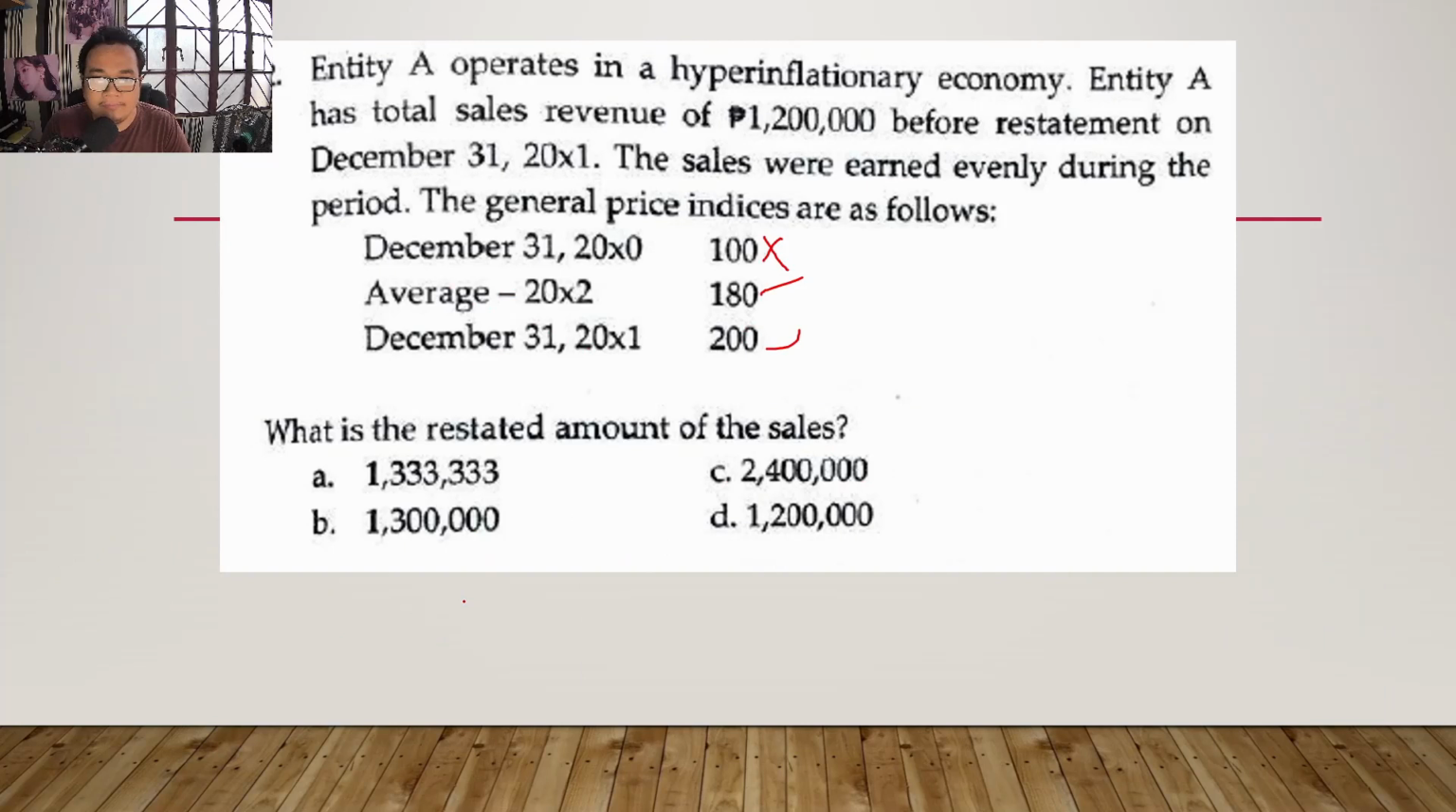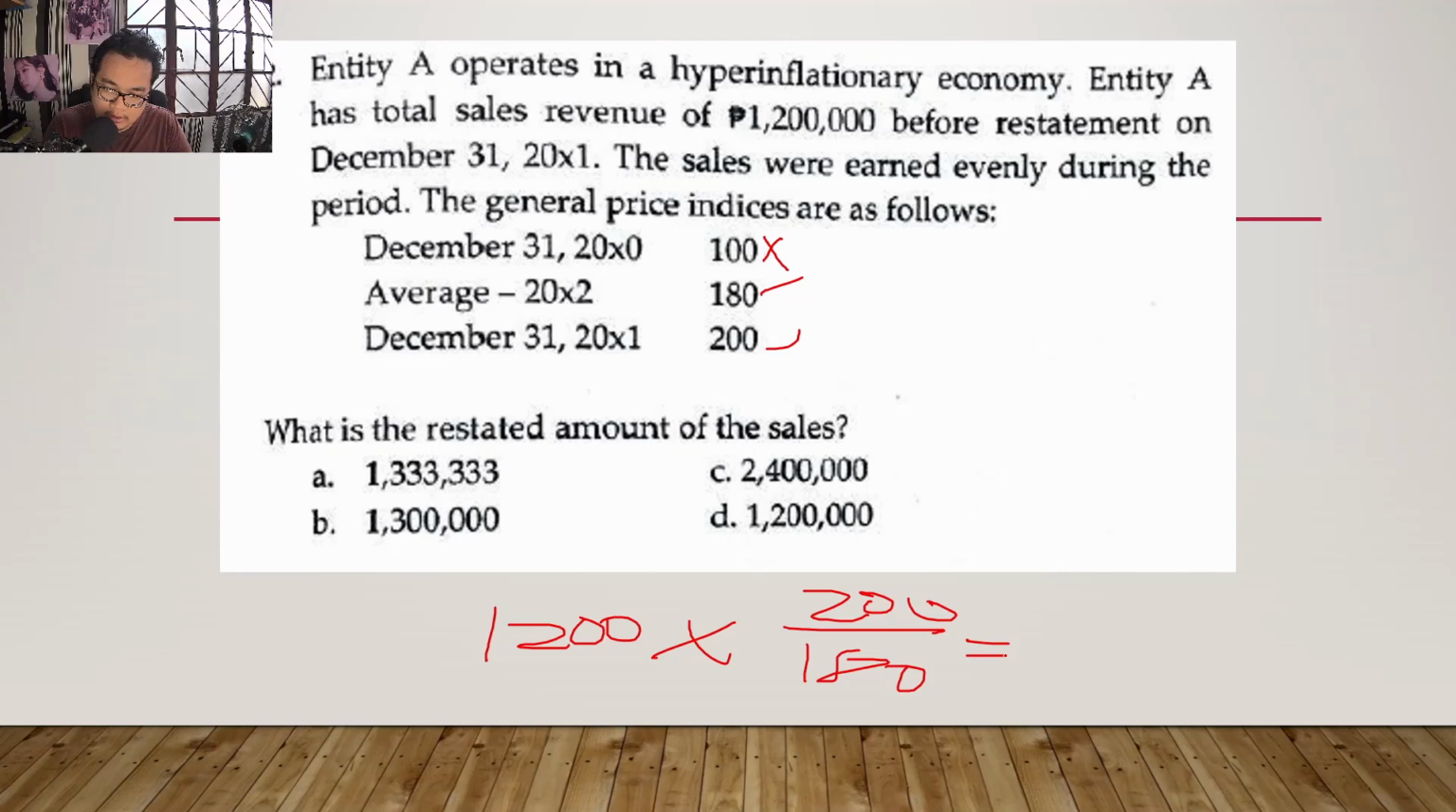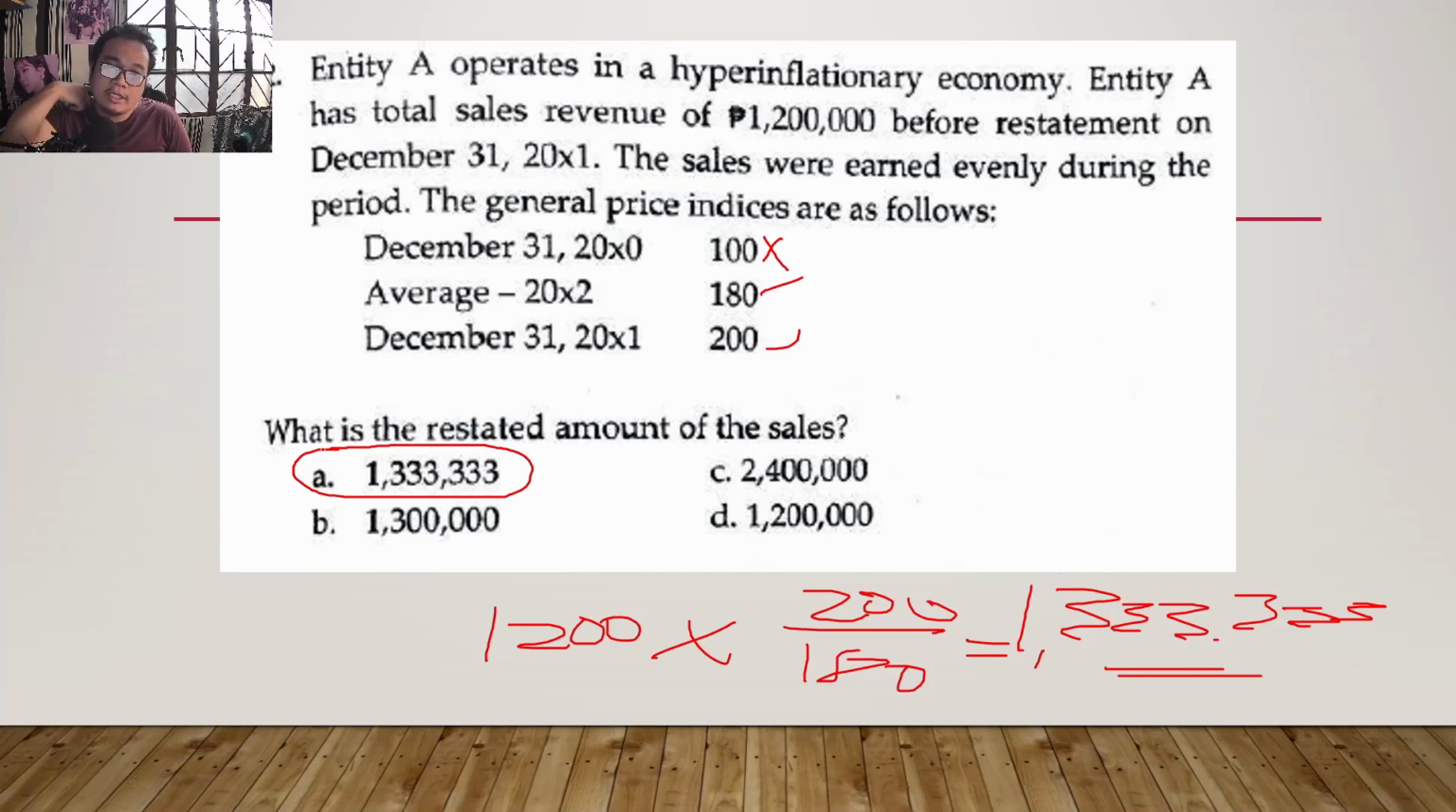So paano yan? 1.2 times 200, the current, and 180, the average general. So ang labas diyan, 1.2 times 200 divided by 180, 1.333333. So ito, si letter A. So yan lang. So ang mahalaga dito malaman niyo muna yung concepts niya. Yung in-depth discussion ulitin na natin sa ad back to na yan. So punta tayo sa ating last topic.